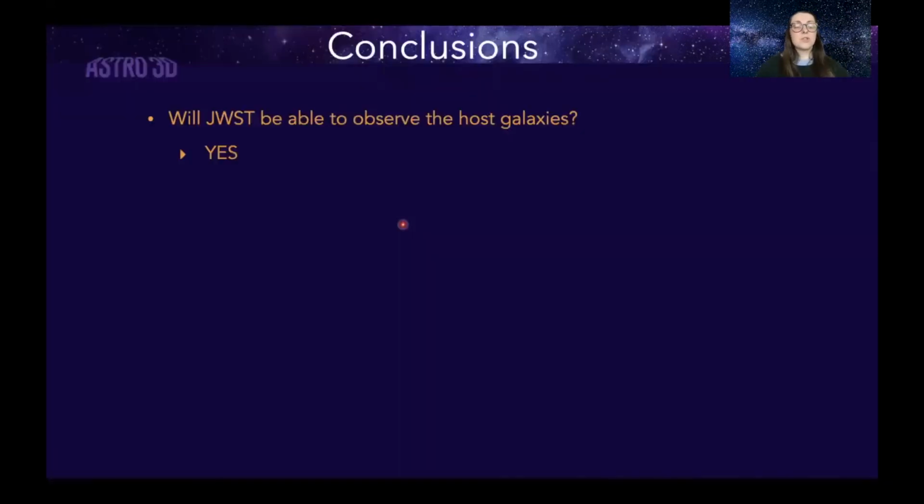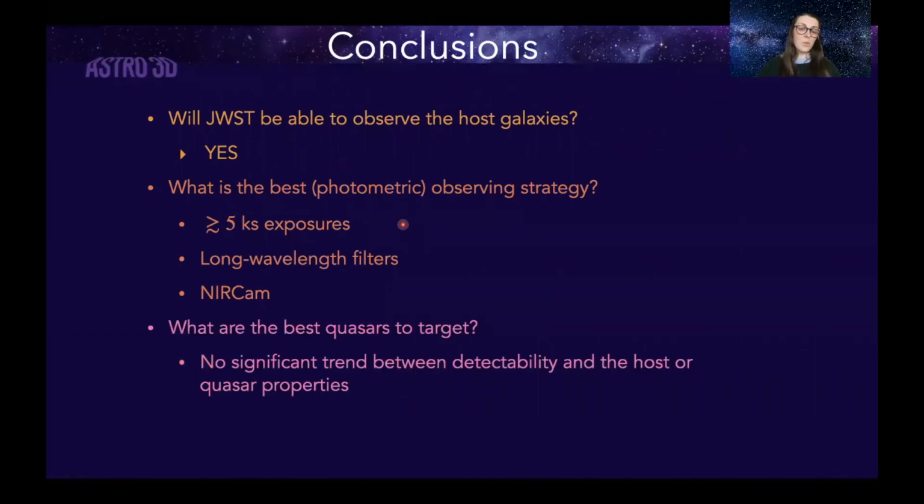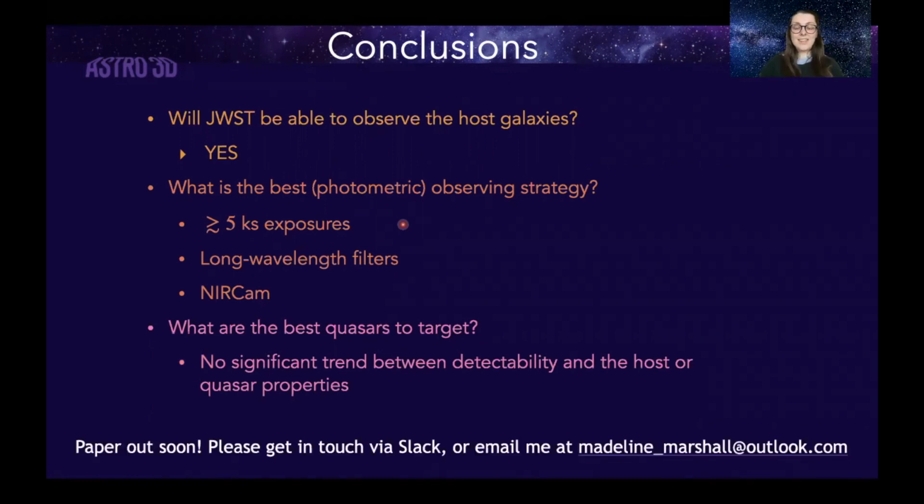So in conclusion, will JWST be able to observe the host galaxies of high-redshift quasars? The answer, hopefully, is yes. In terms of best observing strategies, we really need large exposure times, more than 5,000 seconds, the long wavelength filters, and NIRCam seems optimal compared to MIRI. What are the best quasars to target? Well, statistically, we find no significant trends. However, if you've got an ALMA image that shows really extended emission, a very massive galaxy, maybe that's a good one to target.